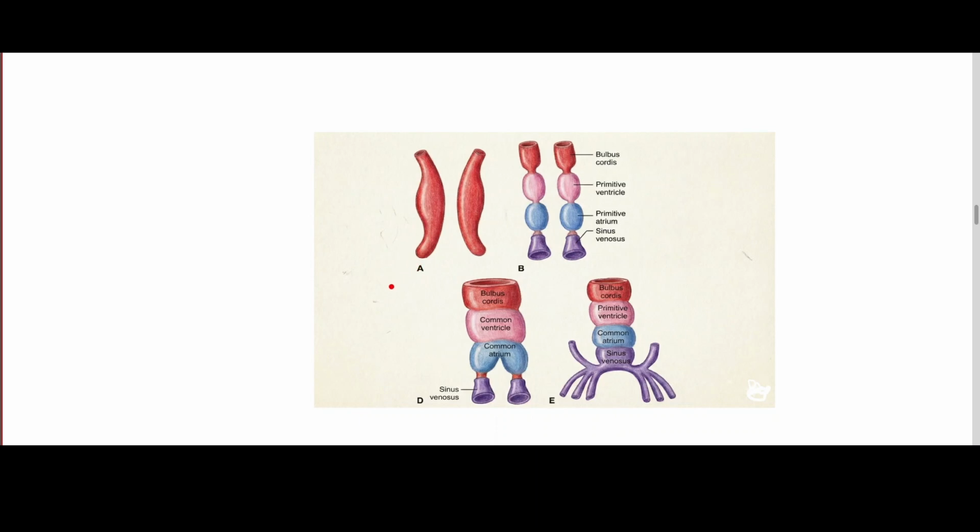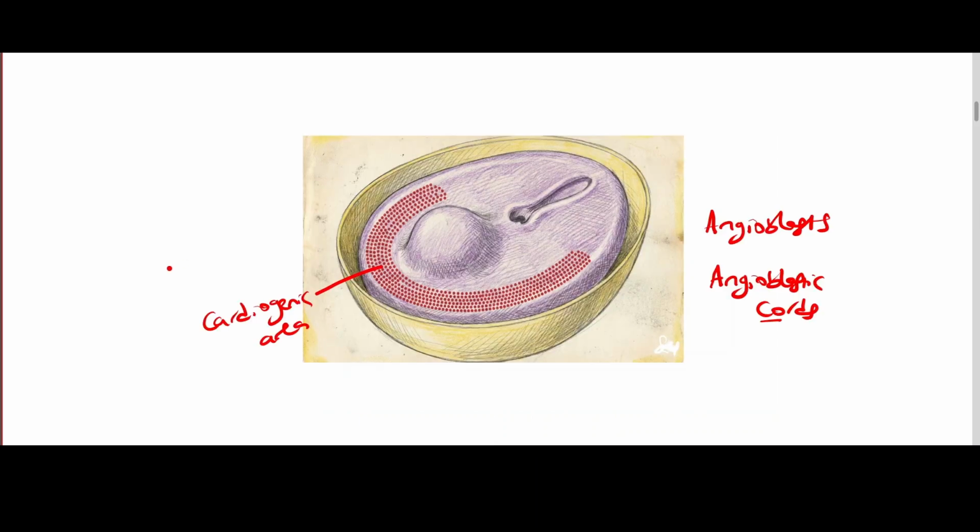Okay. Now the embryo does not remain a flat sheet. It actually undergoes two types of folding. You have the craniocaudal folding or the head-tail folding, and the lateral folding.